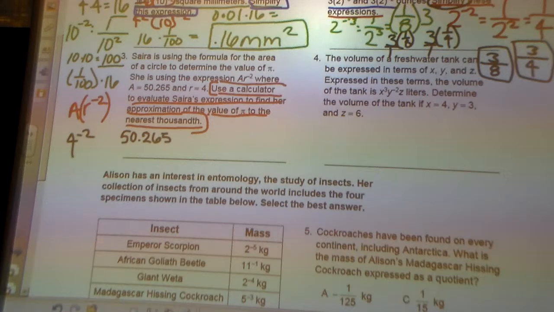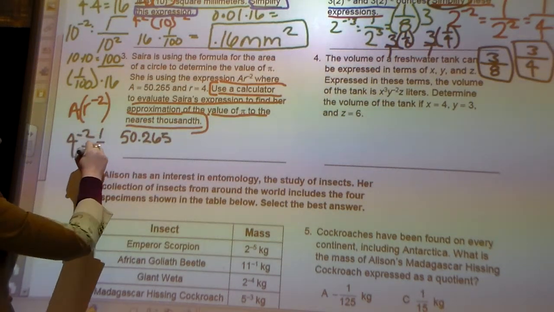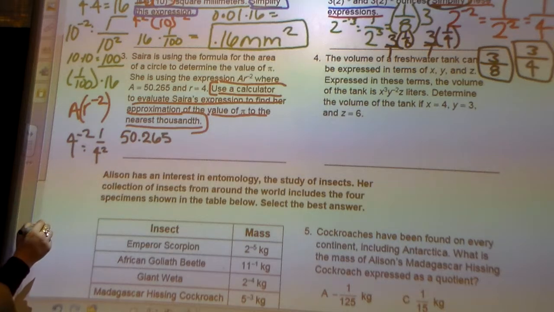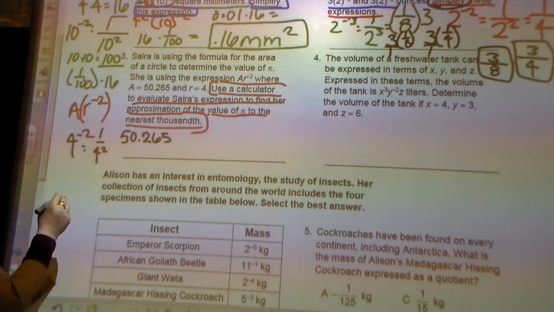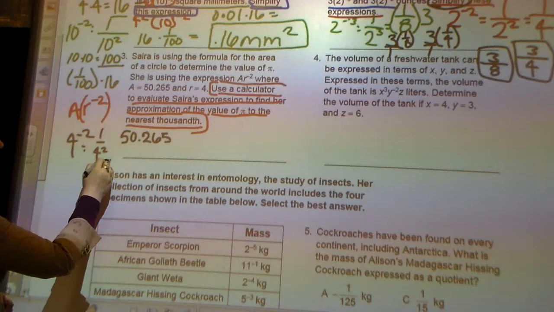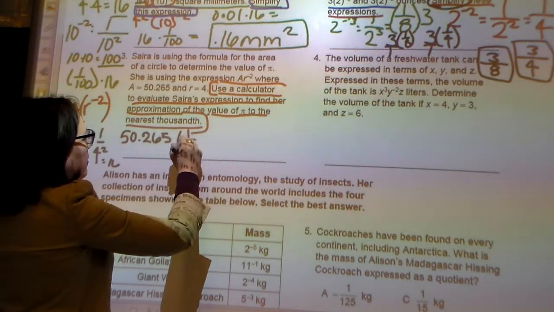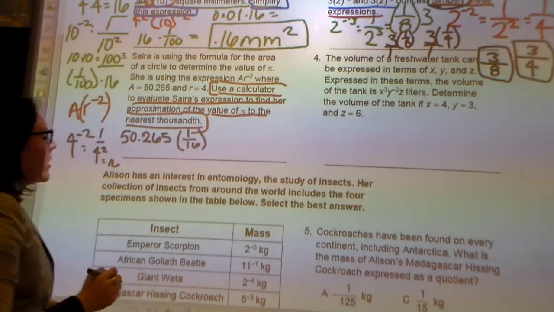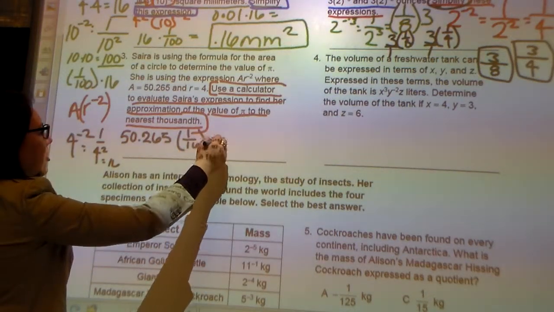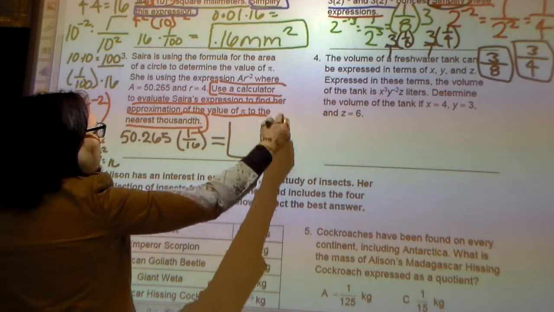What do we do when we have a negative exponent? 1 over 4. 1 over 4 to the second power. Excellent. 4 times 4 is what? 16. 16. So this is what we're going to plug in our calculator. That's as much as we're going to do on this problem. I'm going to leave it for y'all to answer.